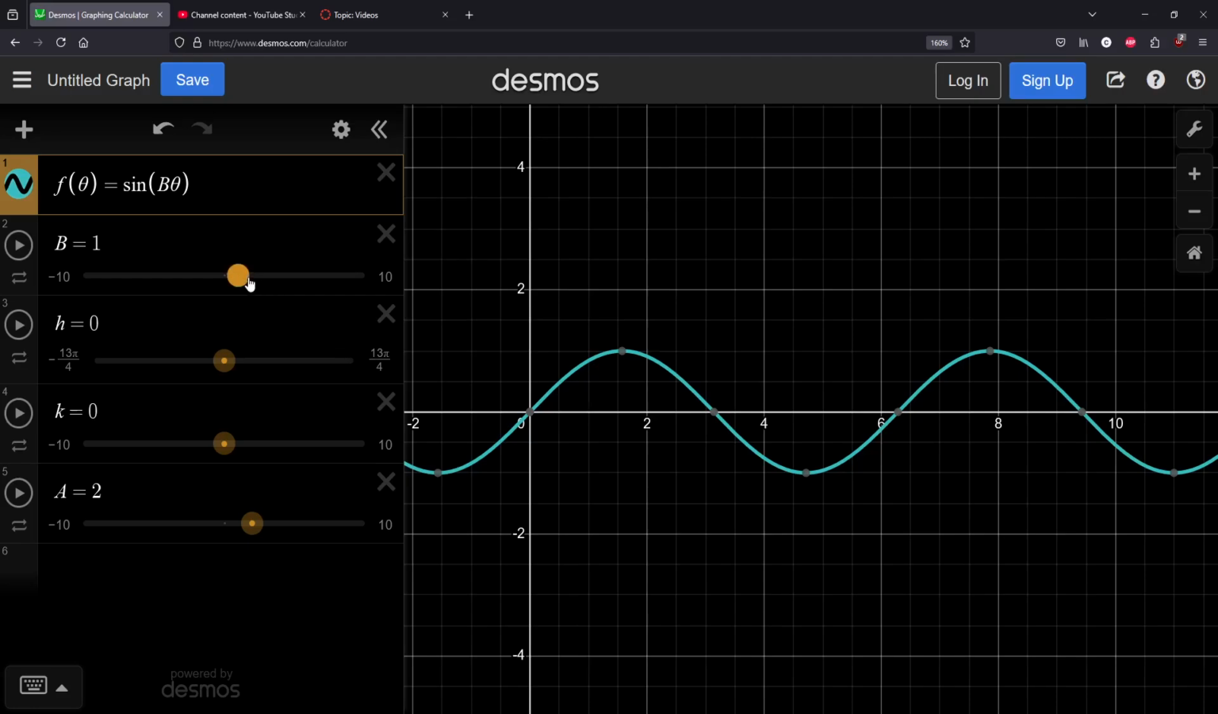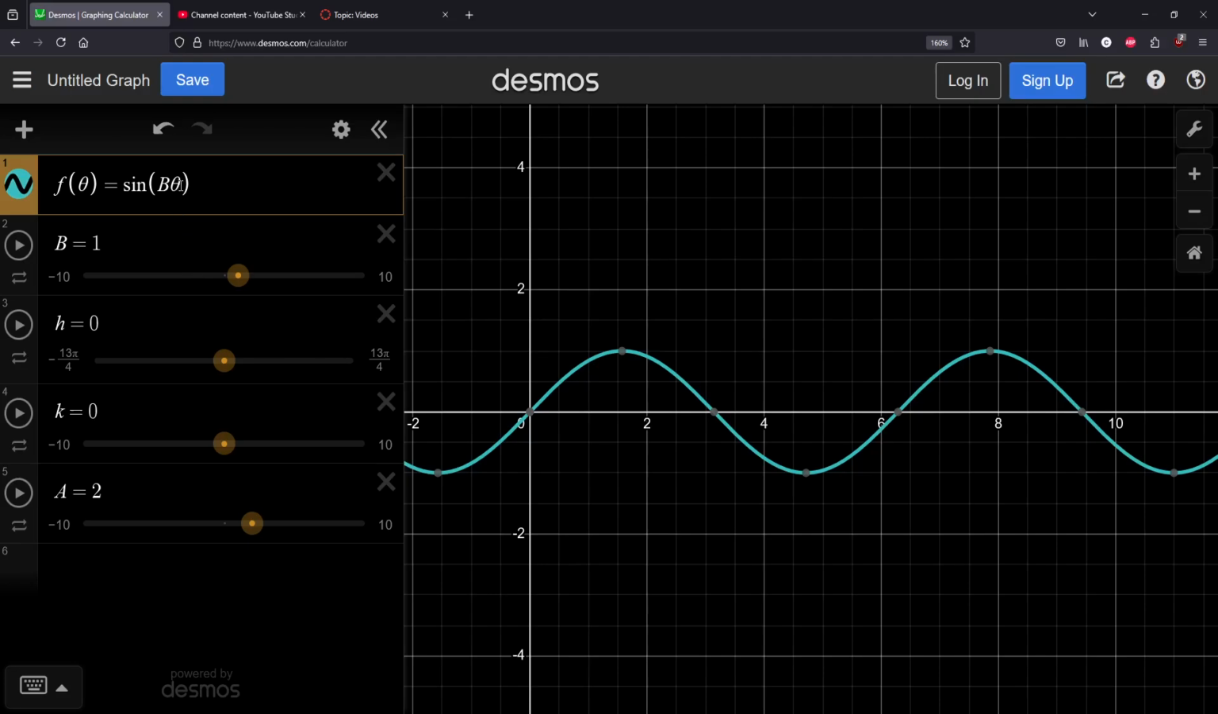Now, I want you to think for a second before I slide this. As b increases, the value inside, think about how it changes. Does it move faster or slower? And as a result, would that cause it to compress or stretch? So take a second, think about it. You can try plugging in values that you think might work. So pretend that b is 2. What will happen if you have not sine of theta, but sine of 2 theta? And then think the reverse as well. If I divide by 2, if I do half theta, what will happen?